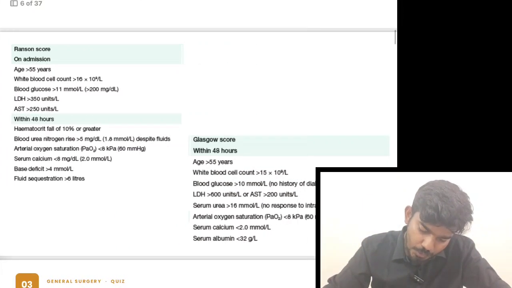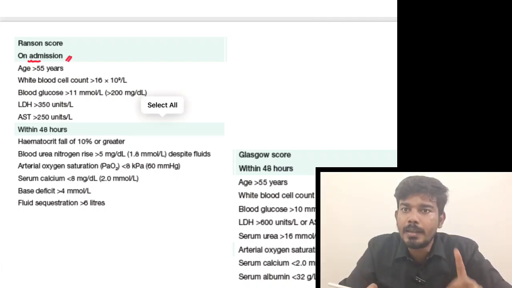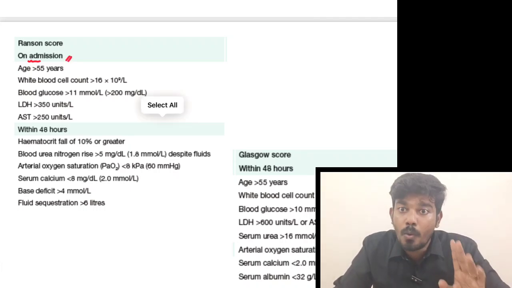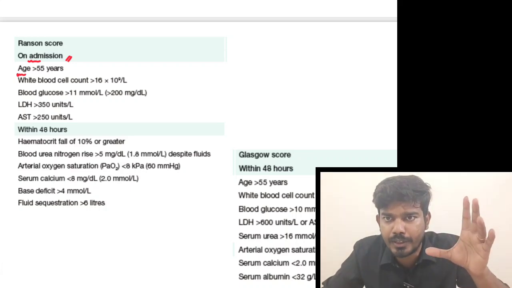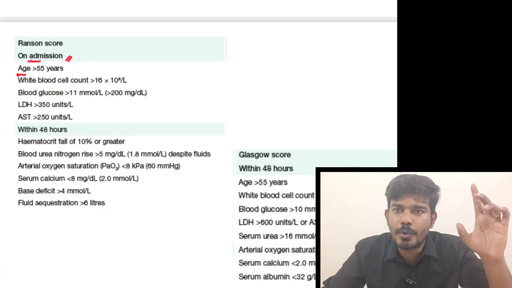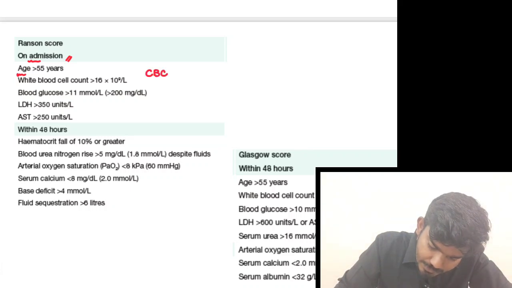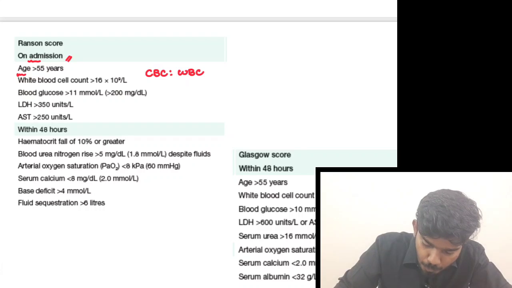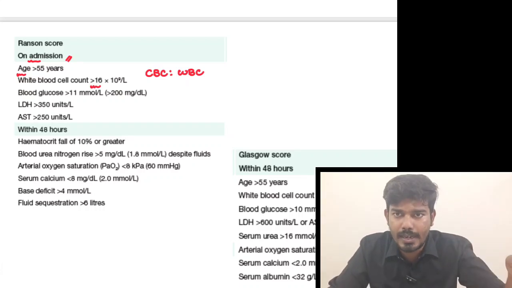In the Ranson score, on admission, what all do we have to see? You have to ask for patient particulars. What is the age of the patient? If the age is more than 55 years, then the severity is going to increase. Then we are going to see the CBC. We are going to see the WBC count. If the WBC count is more than 16,000, then it is a component of the Ranson score.